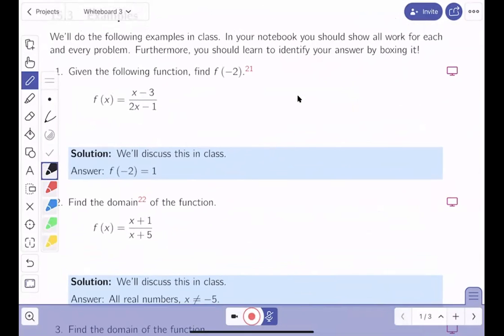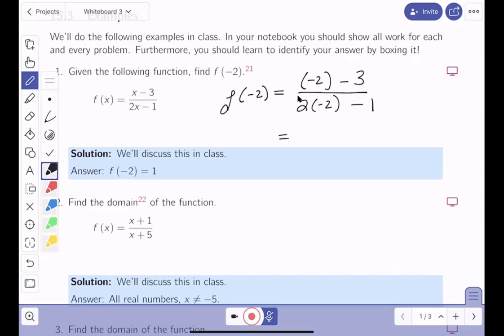I see it. They want me to find f of minus 2. Well, this really goes back to the beginning of the semester. What I would recommend you do is parenthesize the variable in the problem. I know that seems very tedious to do. We're recommending it. I'm parenthesizing the variable in the problem, and now I'm going to plug in the value of the variable, which is minus 2.